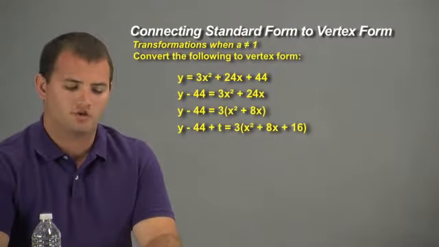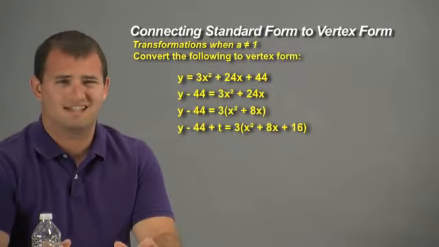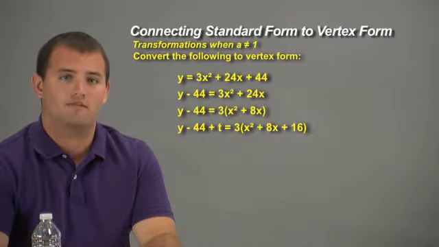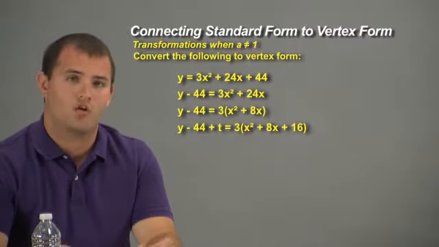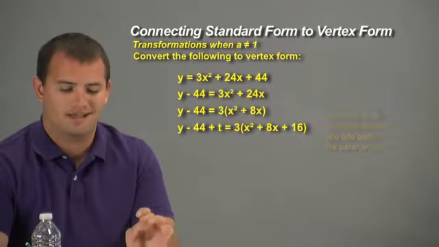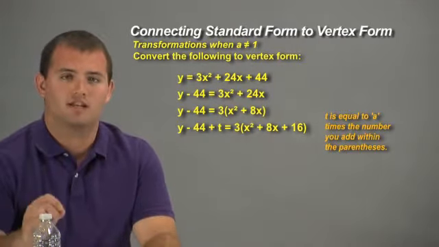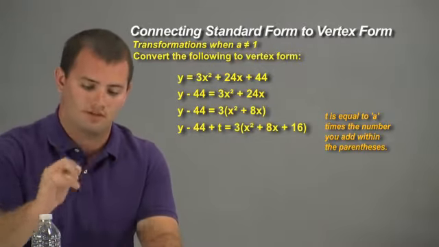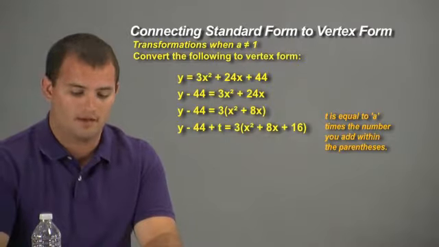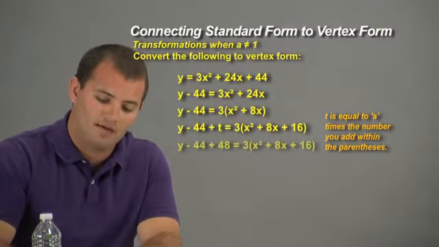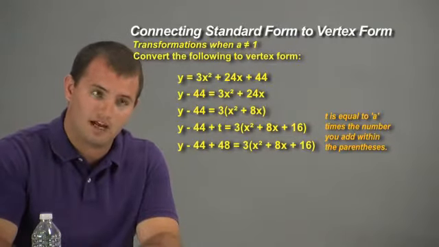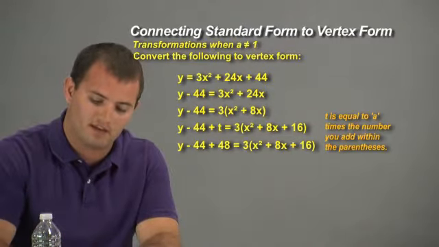Looking at the equation, you may be curious where the t came from. Instinctively, we may assume that t is equal to 16, but that isn't correct. We have to account for the multiplication of 3 on the right side of the equation in order to preserve equality. Now here's the trick. T is equal to a times the number that you added to the interior of the parentheses. Here, t is equal to 48. 3 times 16 is 48. Thus, the equation becomes y minus 44 plus 48 is equal to 3 times the quantity x squared plus 8x plus 16.